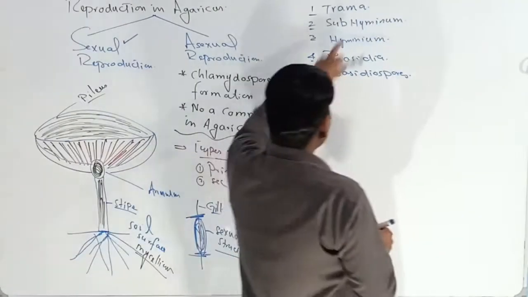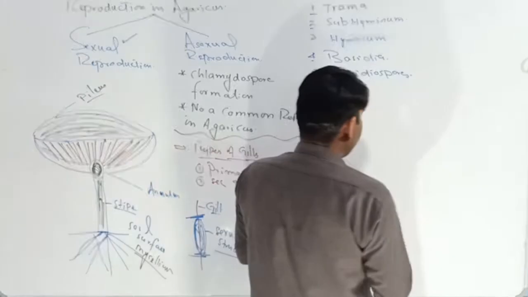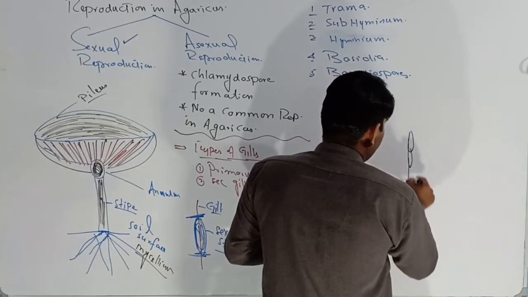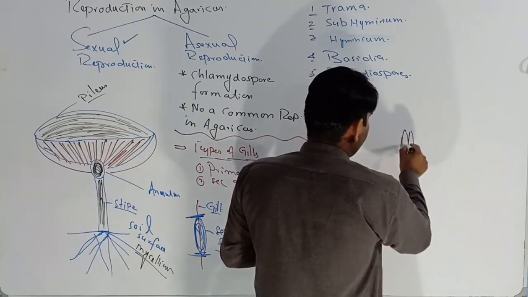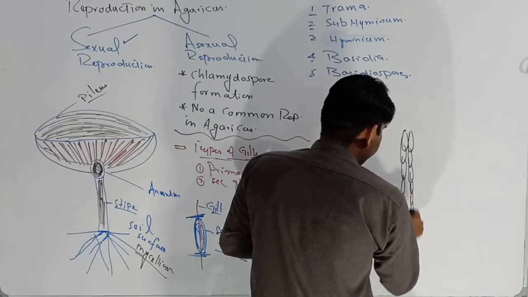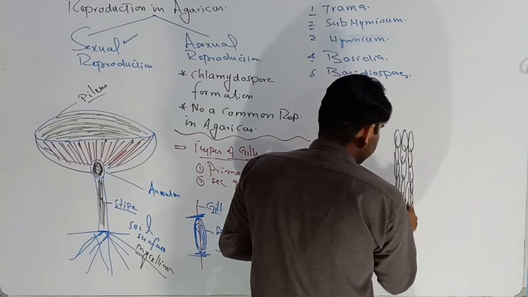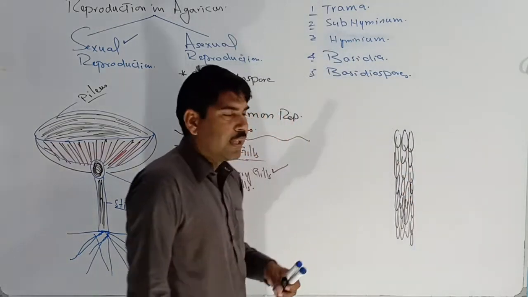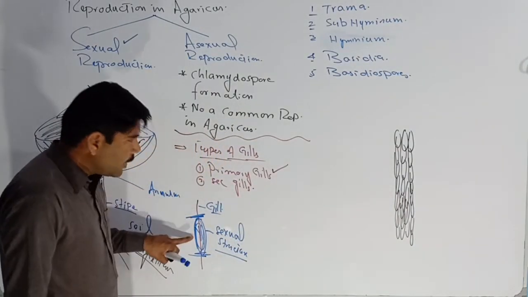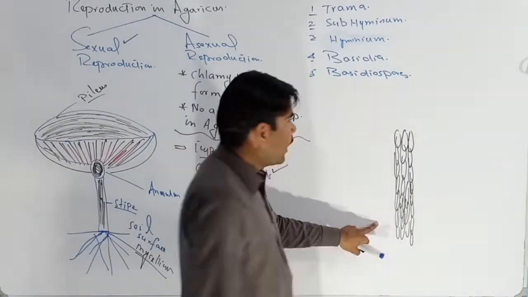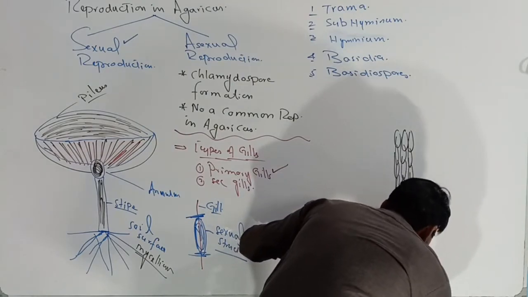The first portion you have to keep in mind is known as trama. So I am making the diagram of trama. Trama is composed of compact hyphae. It means it is composed of hyphae, but all these hyphae are compactly arranged at the center of each gill. This compactly arranged hyphae present at the middle of each gill is known as trama. Actually, I can mention here, this is a trama.